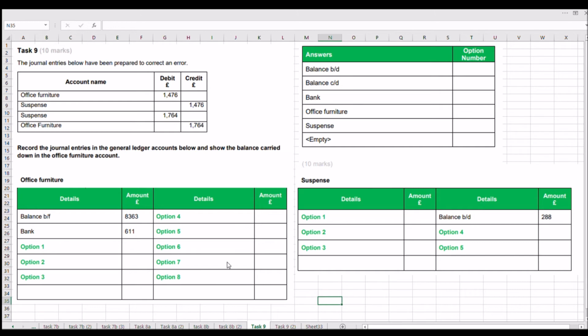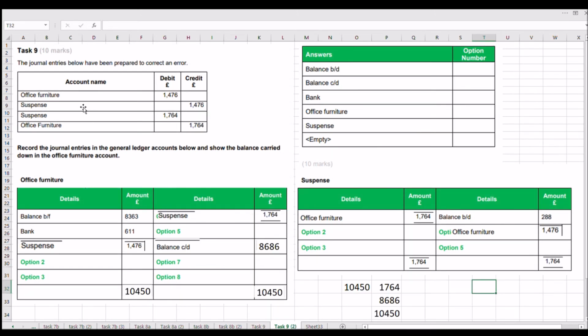Okay, so this question's only just about T accounts, really. So let's just go through this one here. So here's our office furniture T account. We post the journals. Now, the only thing you need to get right here is that when we post our journal, so this is the debit, the office furniture, and when we go credit suspense, we put the other account name in here. So we're going debit suspense with this 1764. So we put debit office furniture, so we put the other side here, and then here is the suspense.